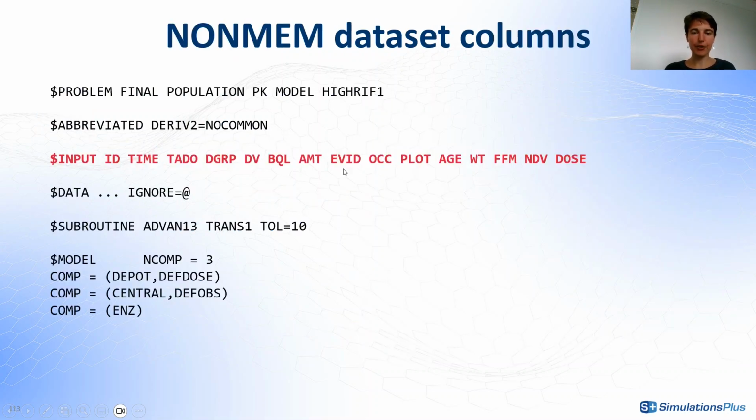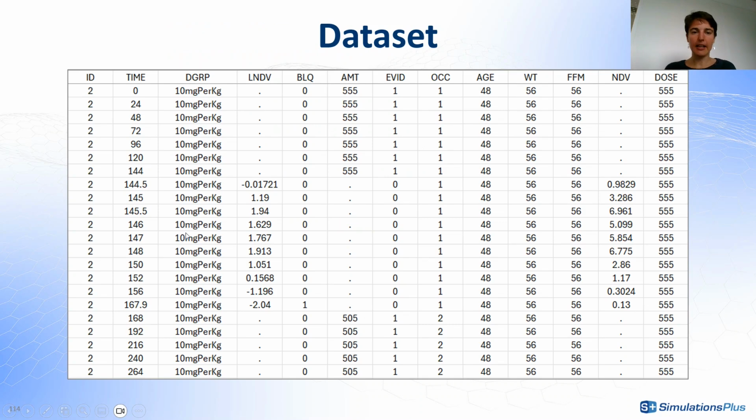So again, let's first have a look at the dataset. We have all these columns in the dataset that actually looks like this. What I would like to highlight is that we have this LNDV column that is a log of the concentration. I have a BLQ column that tags the data that is below the LOQ. And here I have put the LOQ value in the LNDV value column. That's how it should be done in Monolix.